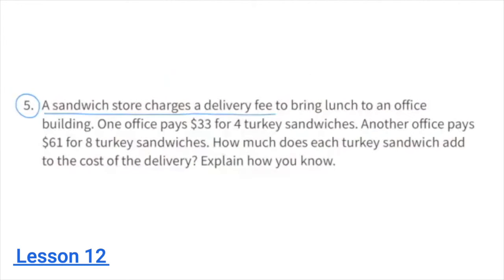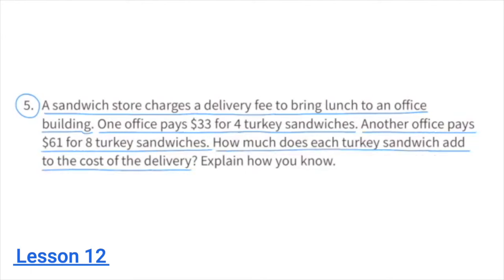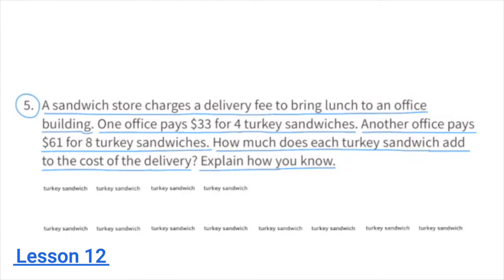Problem number 5. A sandwich store charges a delivery fee to bring lunch to an office building. One office pays $33 for 4 turkey sandwiches. Another office pays $61 for 8 turkey sandwiches. How much does each turkey sandwich add to the cost of the delivery? Explain how you know. This represents the 4 turkey sandwiches ordered by the first office building, and this represents the 8 turkey sandwiches ordered by the second office building.